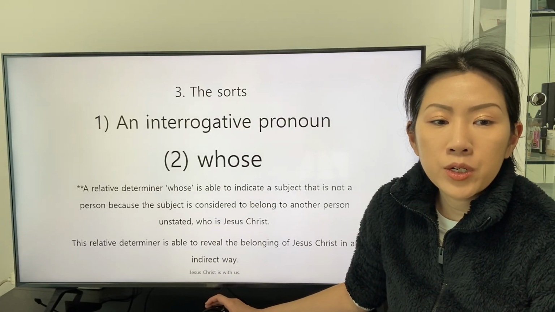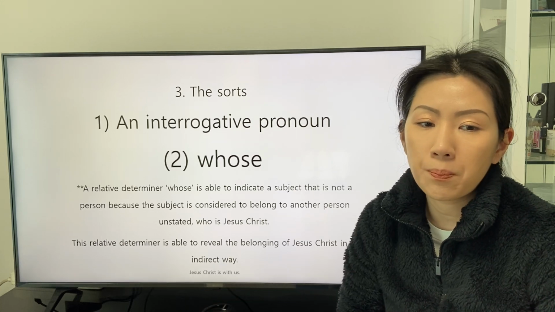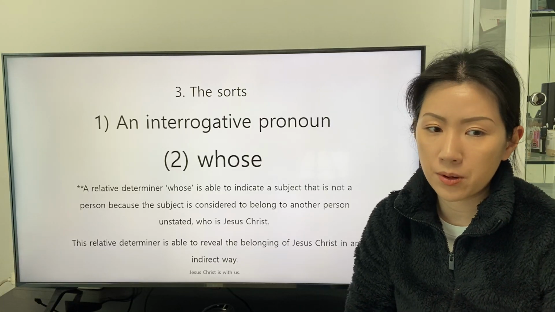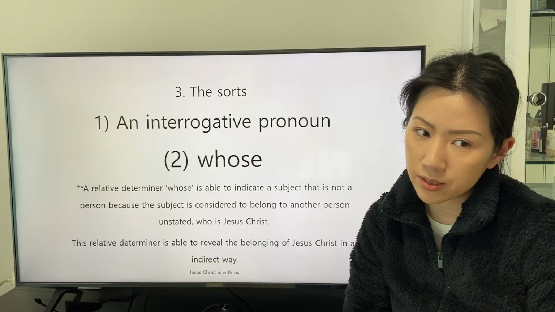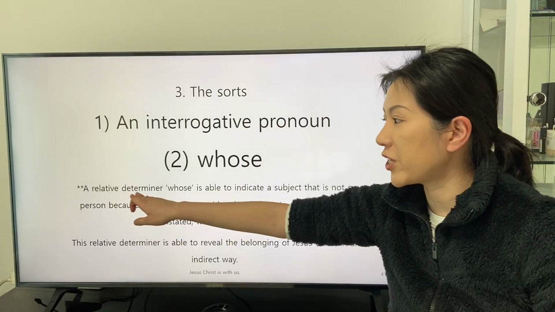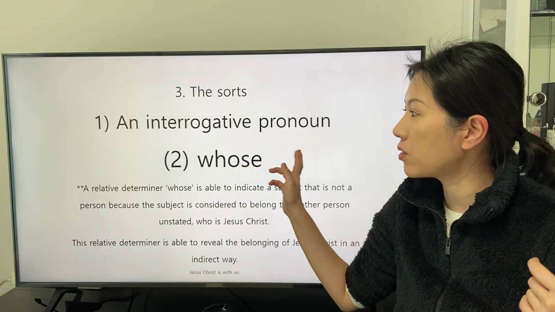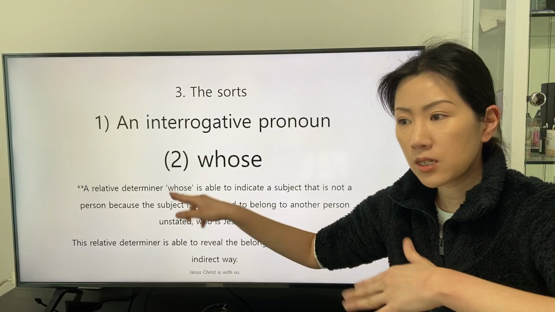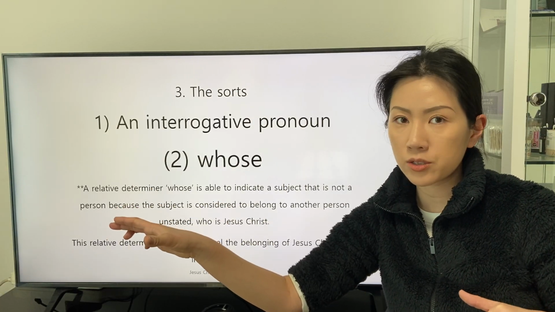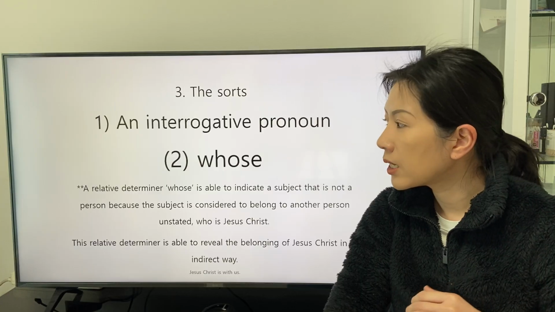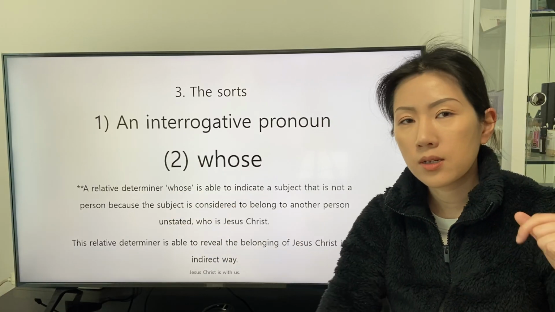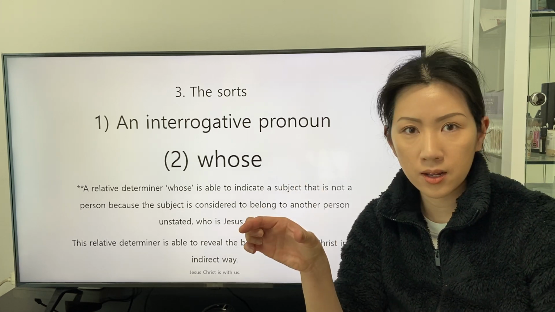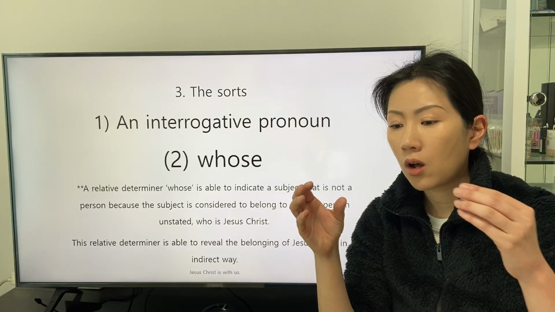A relative determiner whose is able to indicate a subject that is not a person because the subject is considered to belong to another person unstated, who is Jesus Christ. This is about the relative determiner, the other application of the word whose, as the relative determiner whose that links the subordinate clause to the main clause. In this case, whose can indicate a thing.